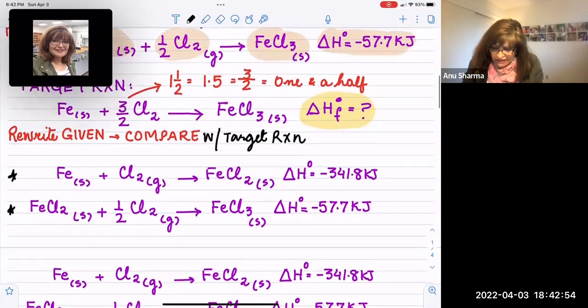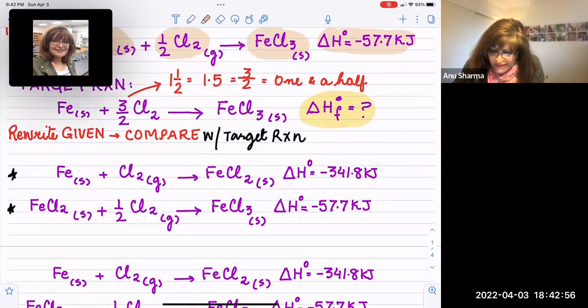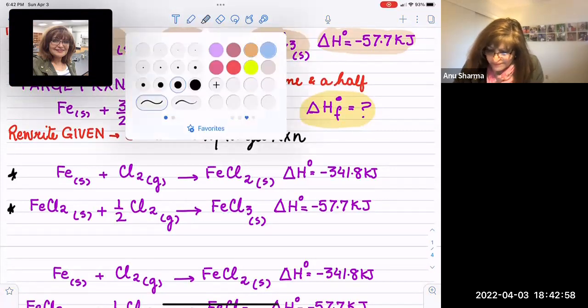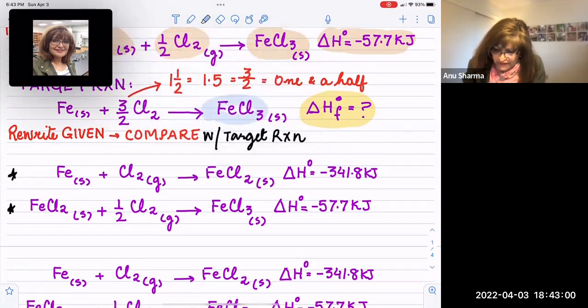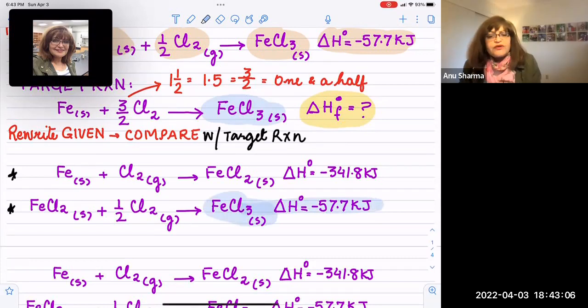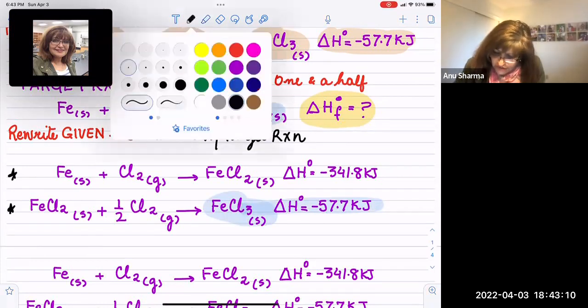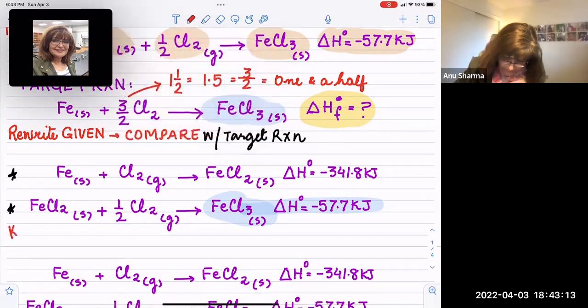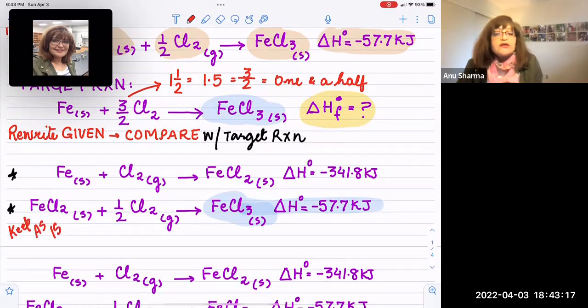Now in the target reaction, what do we need? FeCl3 we need on the product side. So this is the FeCl3 on the product side. So this one we are going to keep as is. So this reaction, you're not changing. So keep as is. In other words, do not reverse.